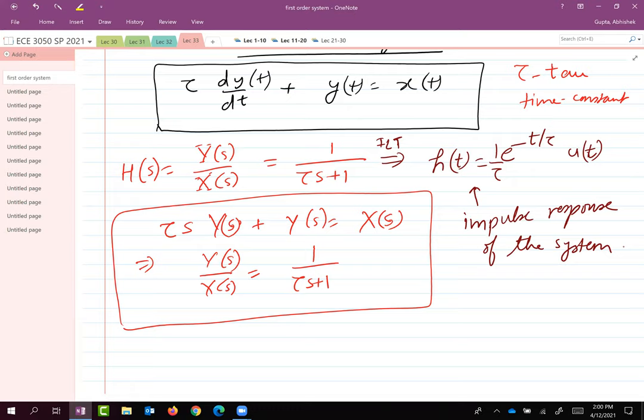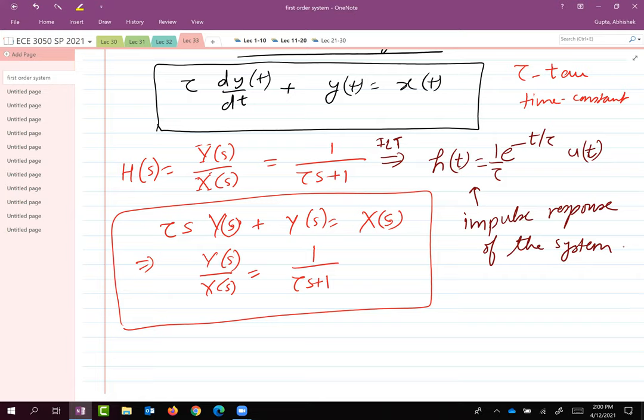Now imagine this is the 1st of January and I give you this problem to solve. If I asked you to solve for the impulse response of the system, you will have to solve this differential equation using particular solution and homogeneous solution, and then plug in appropriate values for initial conditions in order to compute this impulse response of the system. Now it's just a cakewalk.